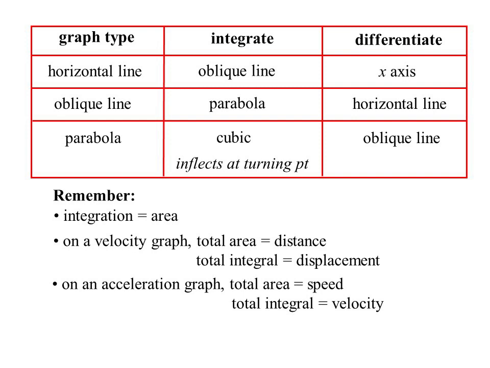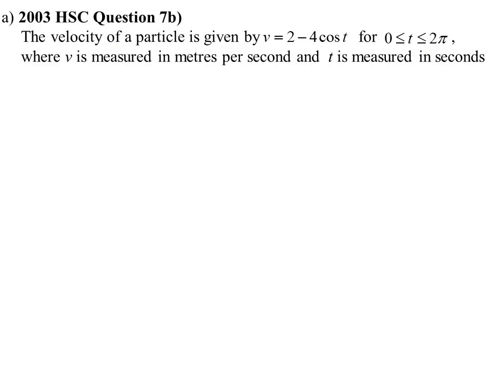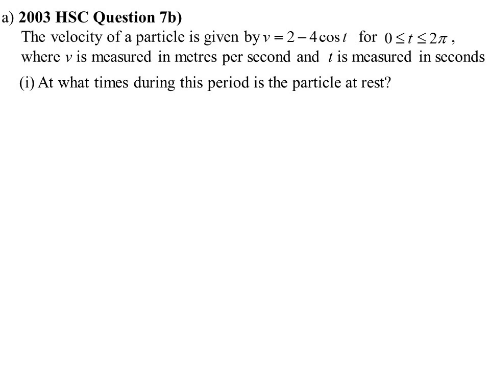Okay, let's now look at some questions. We have a velocity time equation here. V is measured in meters per second, and t is obviously then seconds. So at what time is this particle at rest? Okay, well, we know it's at rest when the velocity is equal to 0. That's what it's asking us. So I'm solving 2 minus 4 cos t equals 0.